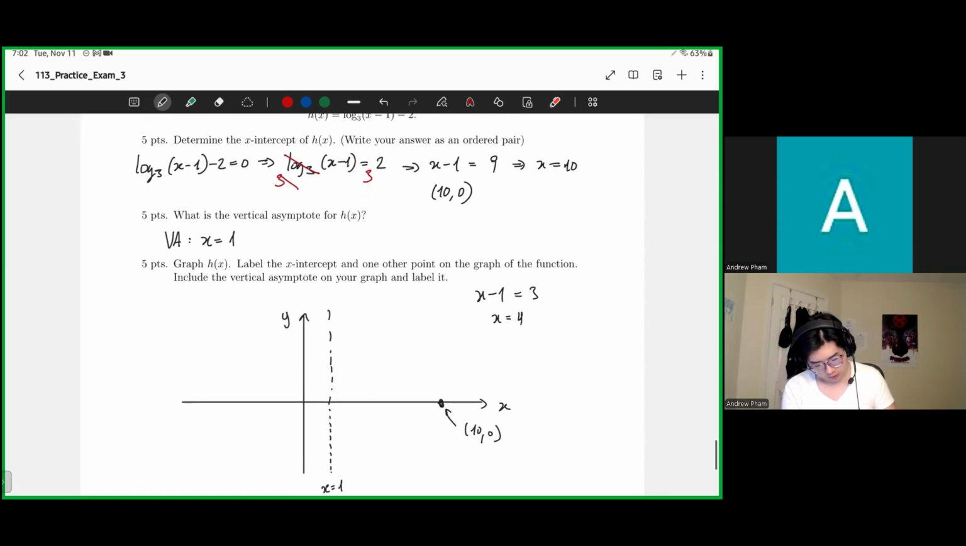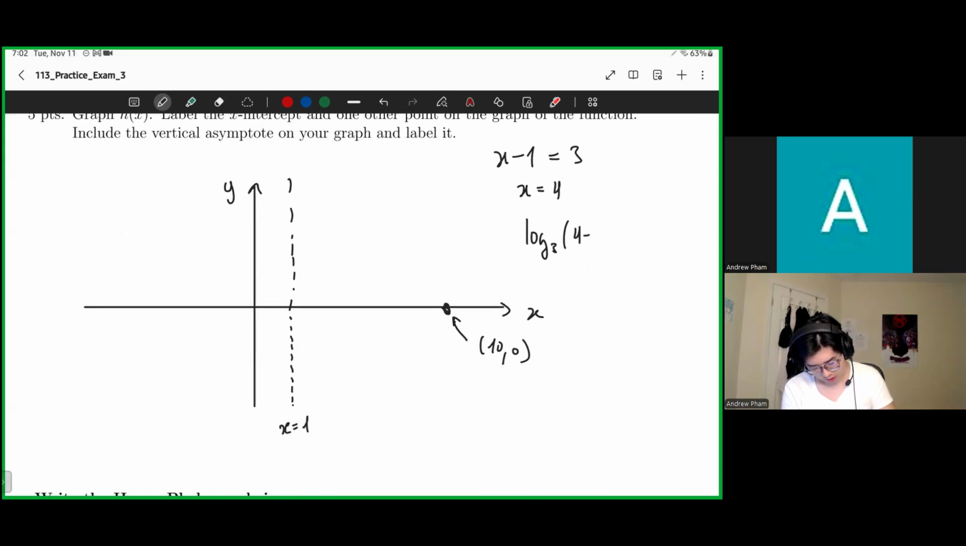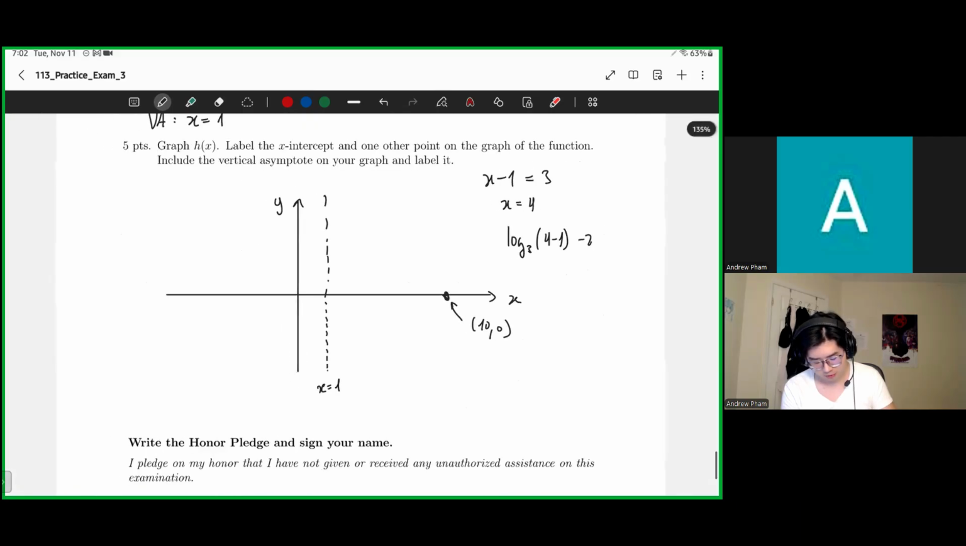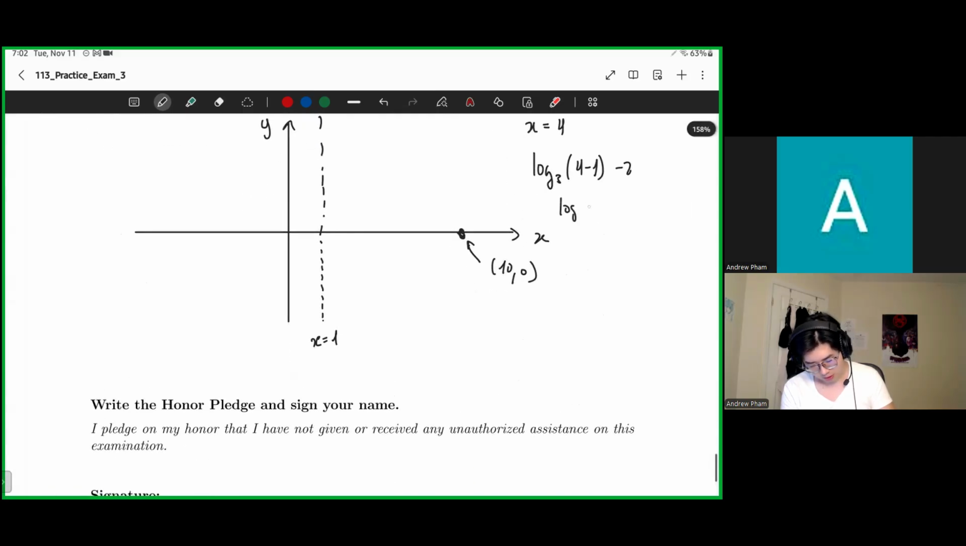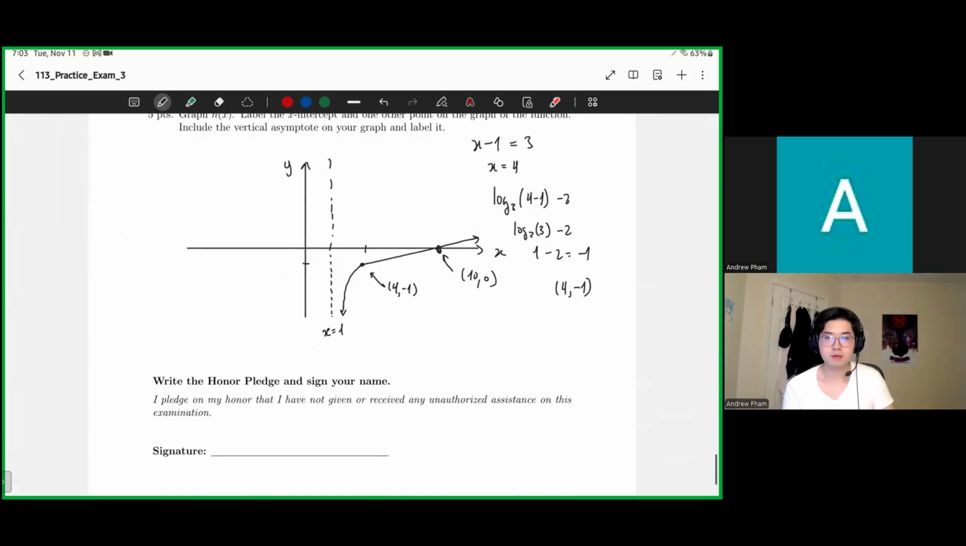So what happens when x is equal to 4? Well, now logarithm base 3 of 4 minus 1, minus 2, that's just the function evaluated at 4. I get logarithm base 3 of 3, minus 2. So 1 minus 2 is negative 1. So I have a point at 4, negative 1, which is somewhere right here. Connect the dots like this, and that's your logarithm shape right there. Okay?